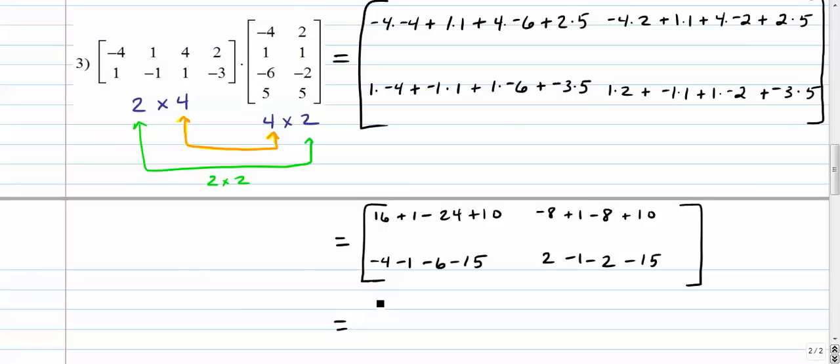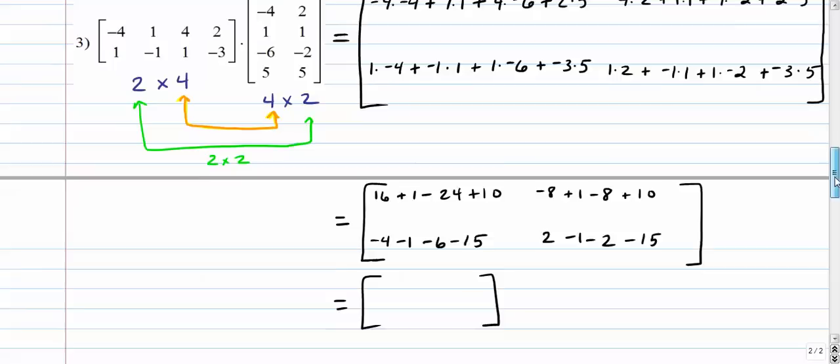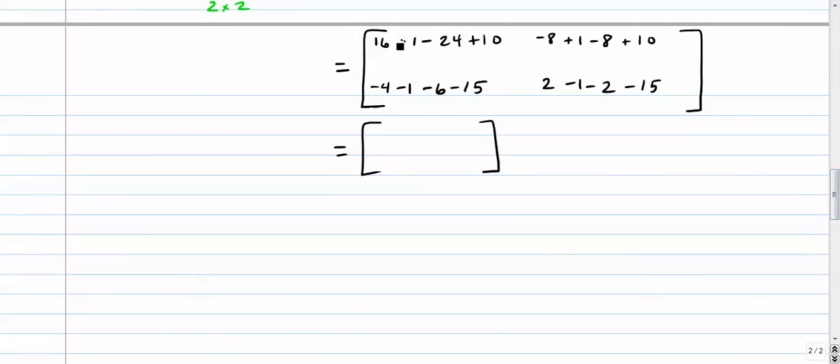And finally, let's go ahead and simplify the whole thing now. Make it really small, just down to a 2x2. So I've got 17 here. 16 plus 1 is 17. 17 plus 10 is 27 minus 24 is 3. If you can't do that in your head, use your calculator. -4 minus 1 is -5. Minus 6 is -11. -26. -8 plus 1 is -7.